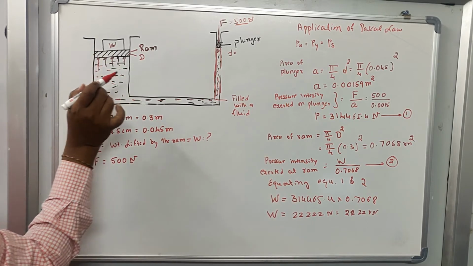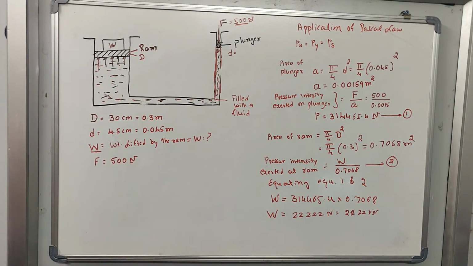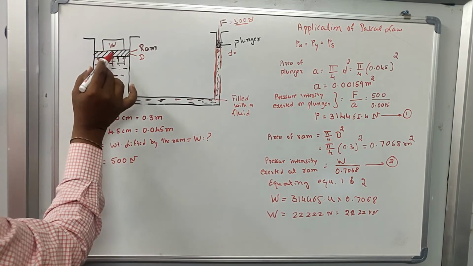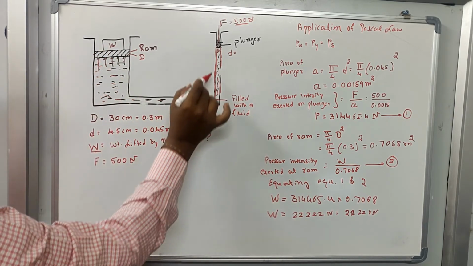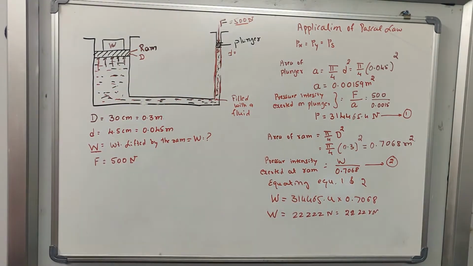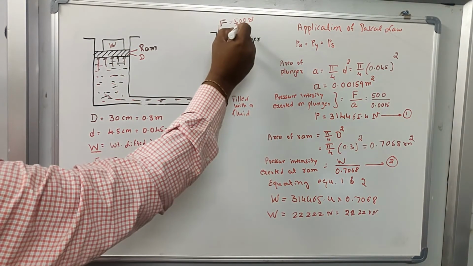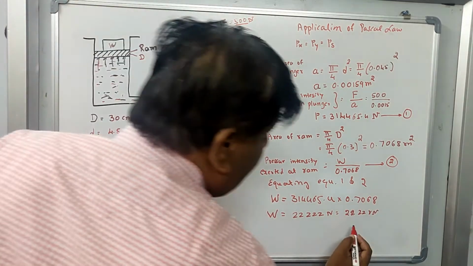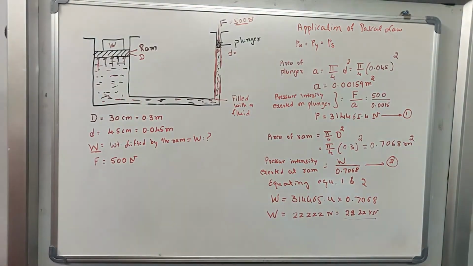So this is one application of Pascal's law. This is a jack. Hydraulic press means it is a jack. Here it is a plunger, here it is a ram, and the space between the plunger and ram is filled with a fluid. It may be water or any fluid. So if we are applying a load of 500 Newton, the weight lifted at the ram is this. So this is the application of how to solve the physical problem by using Pascal's law.